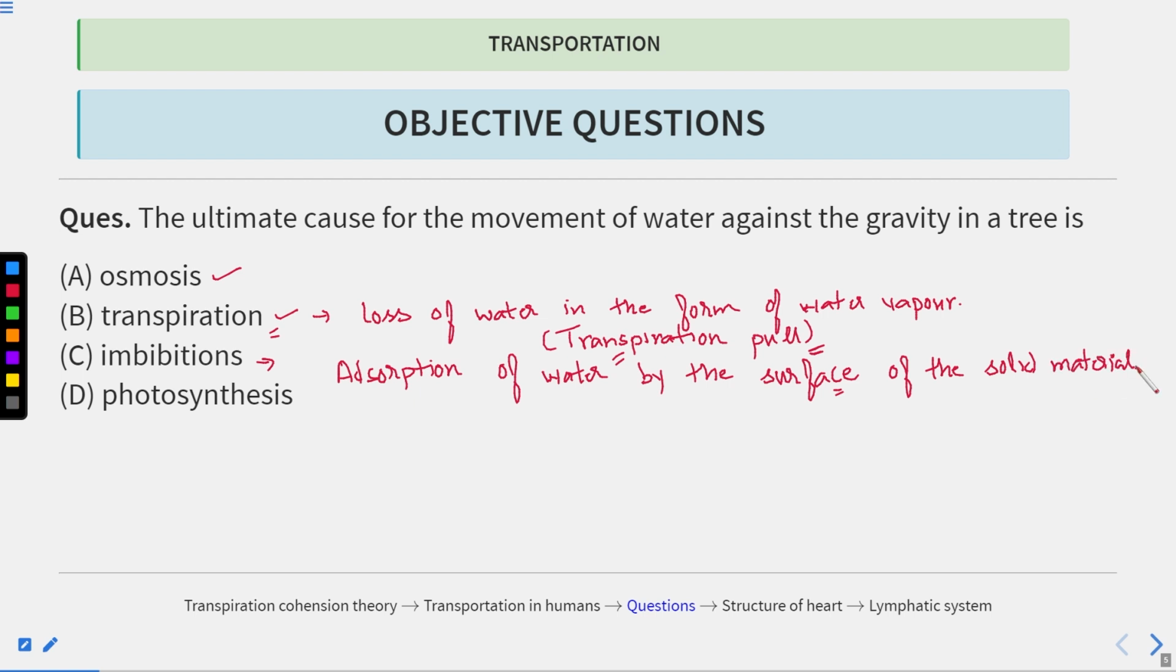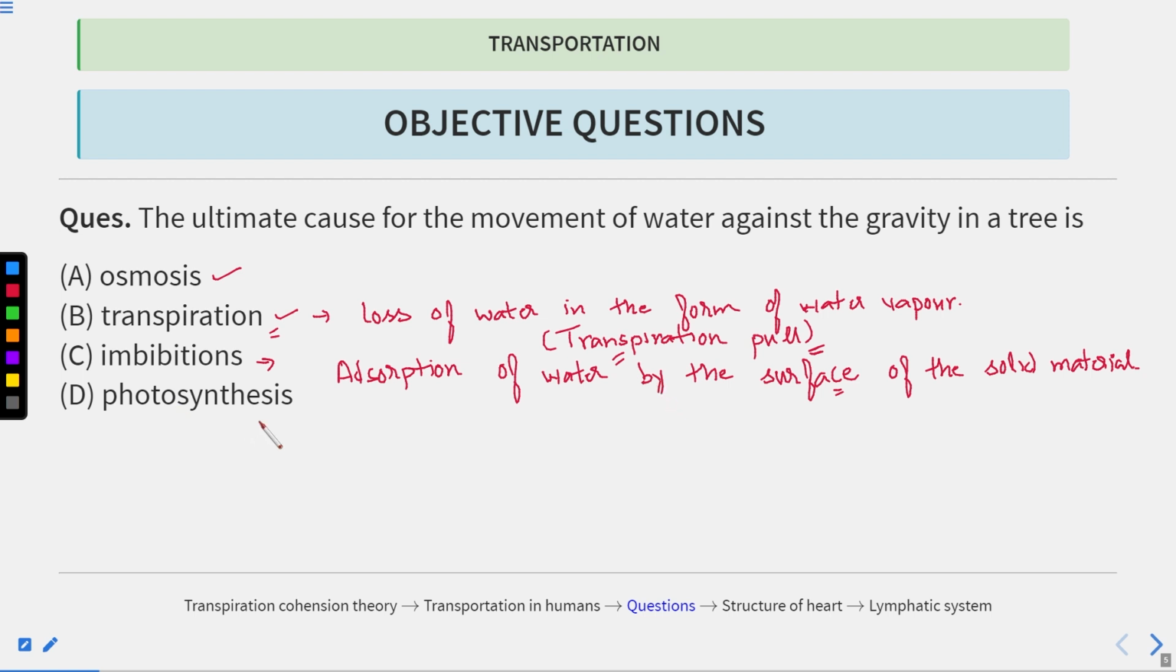Now an example can be imbibition of water by the seeds. Whenever you soak the seeds in water, they get swelled up. That is an example of imbibition: swelling of the seeds which are kept in the water.